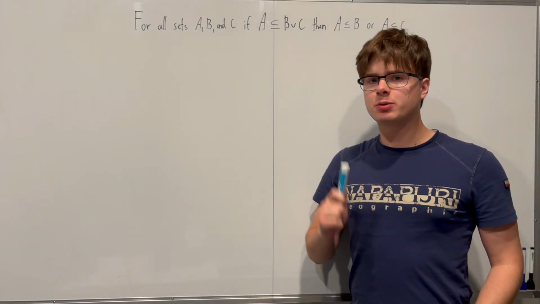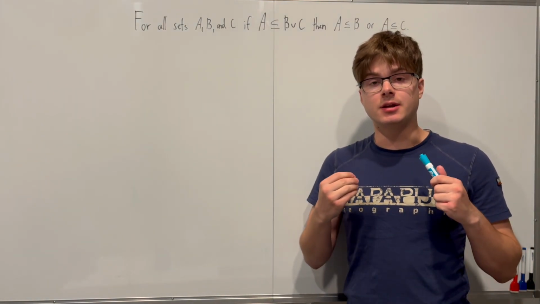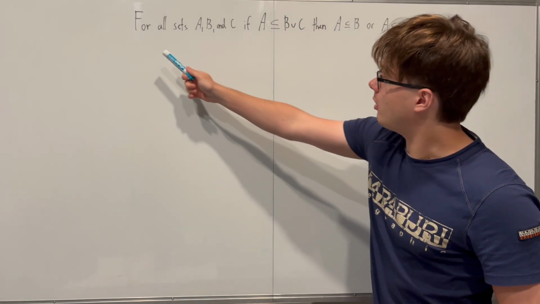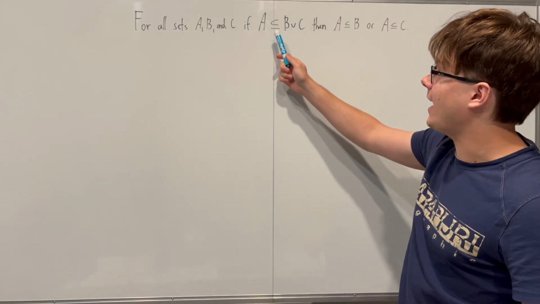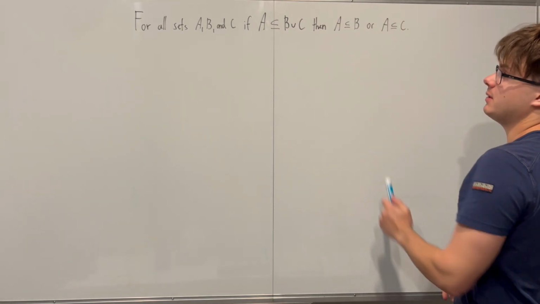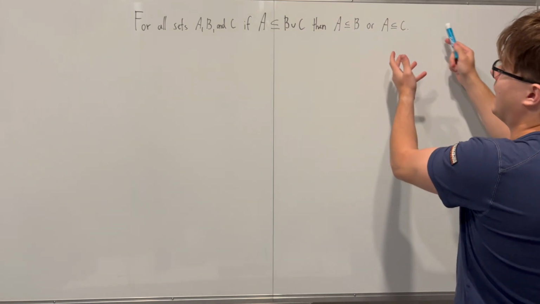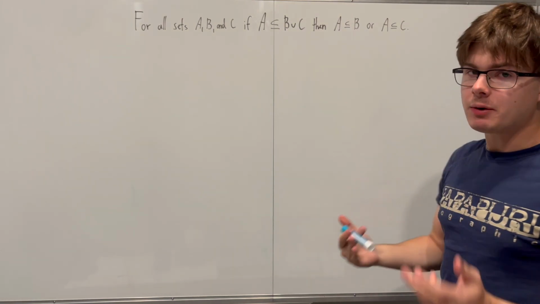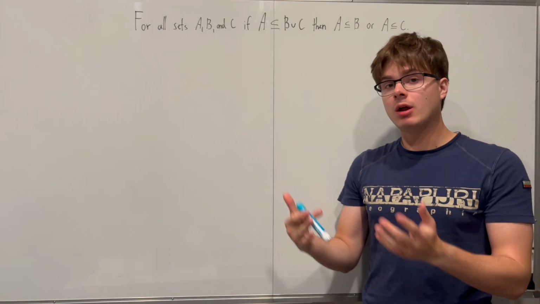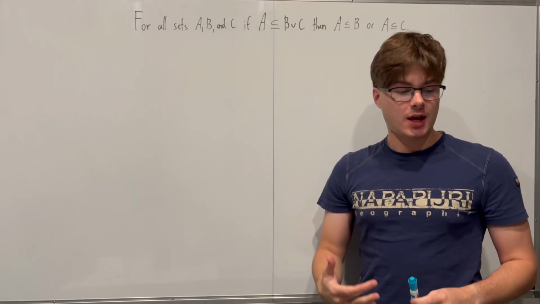This is a super popular misconception in math. For all sets A, B, and C, if A is a subset of the union of B and C, then A must be a subset of B, or A must be a subset of C. So why do I say this is a common misconception? Well, let's draw what this statement is really saying.